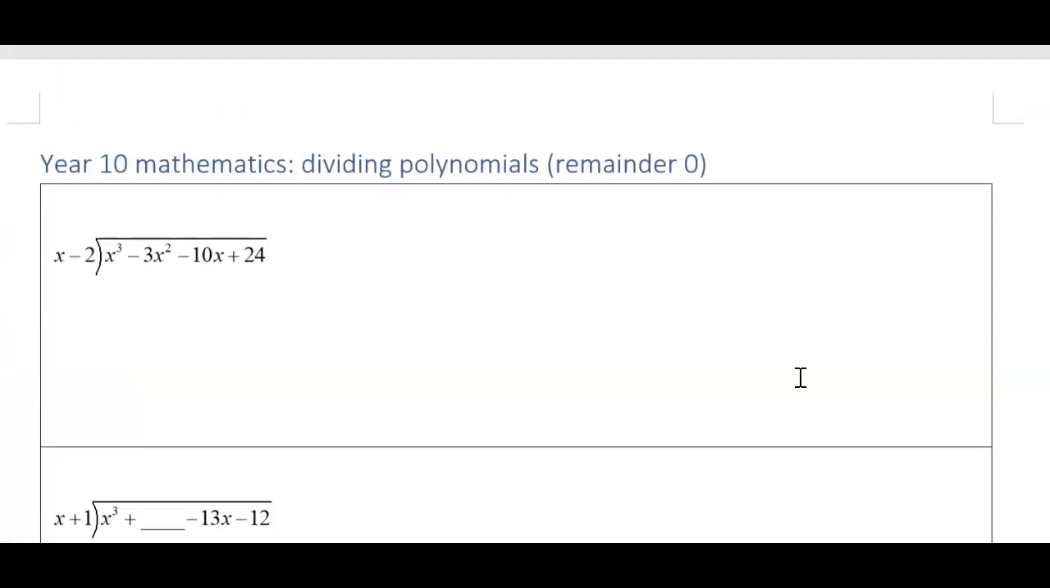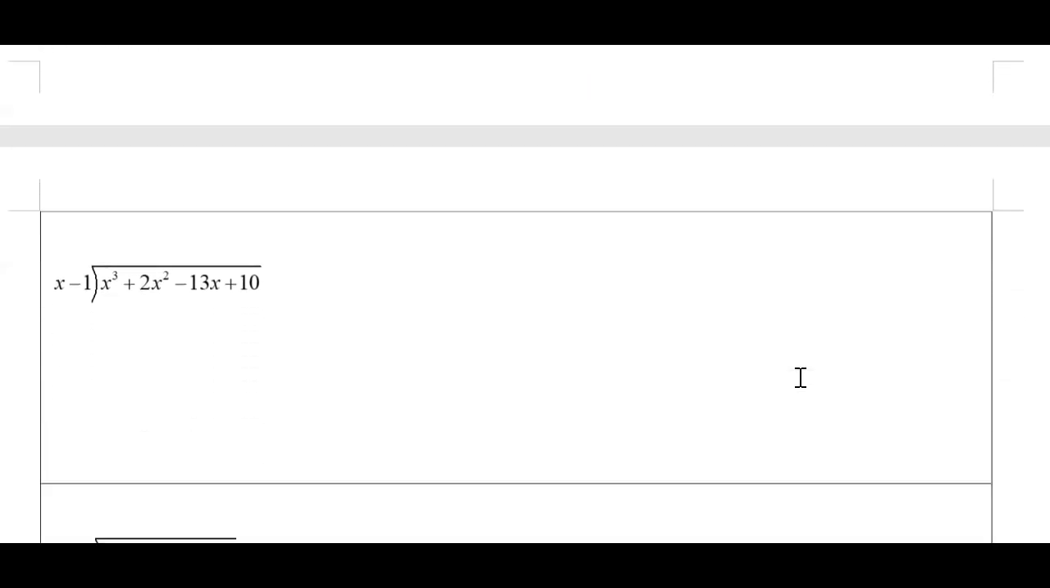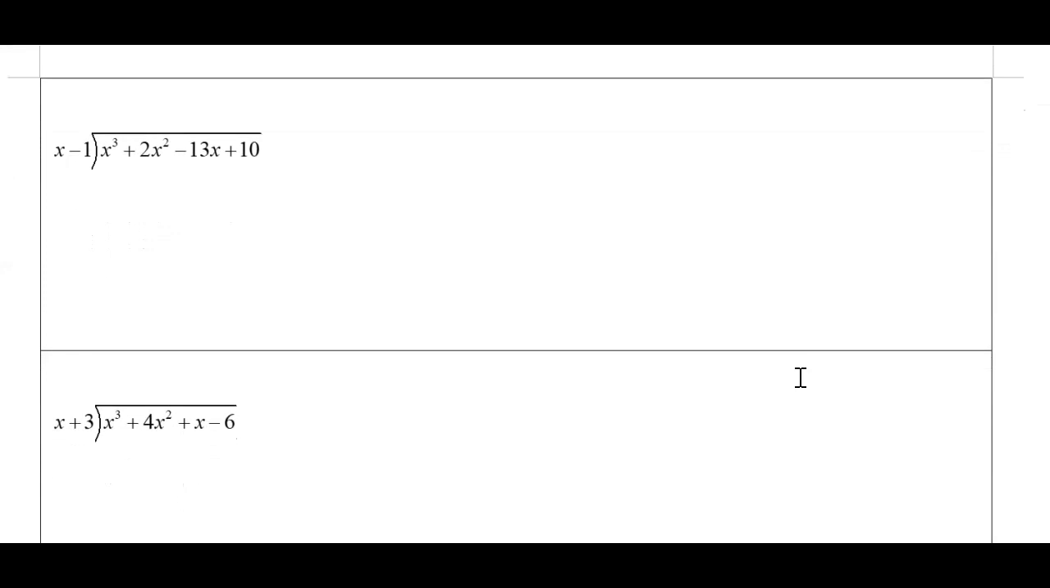So on this worksheet, all the questions had a remainder of 0, which meant you could go on and factorize it. So I'm going to jump to this one here, because I feel like I did some in class, so I'm going to make the assumption that you may not have done this one. All right, so let's divide it in.